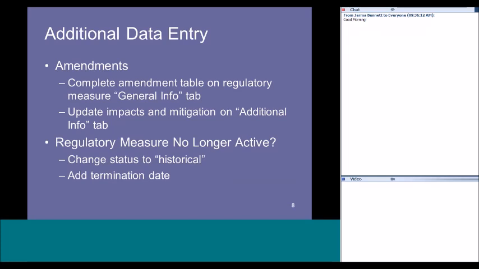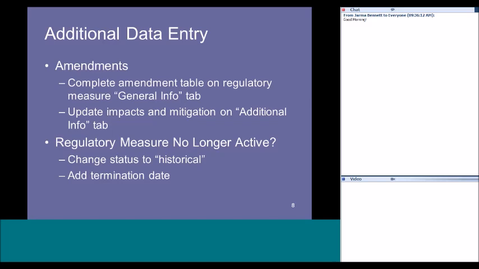The first one is what if your certification is amended. We have an amendments table in the regulatory measure on the General Info tab that you would fill in, saying when it was amended and if it has a specific number associated with it. Then you go to your impacts and mitigation table, assuming that was part of the amendment that was made, and update that information.